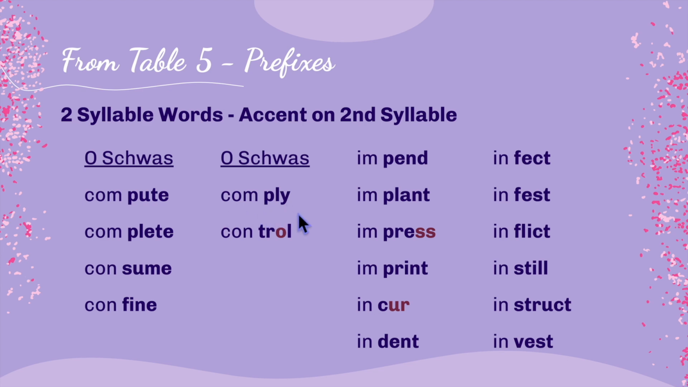Complete, consume, confine. Here we have an accented syllable ending in a Y, so we use the long I sound again, comply. Here's a long O, control. Here we have im and in as our first syllable. They are closed syllables because they have consonants after the vowel.